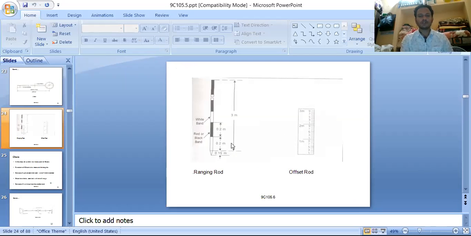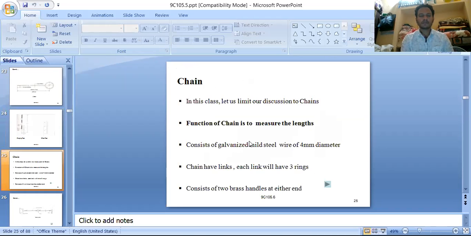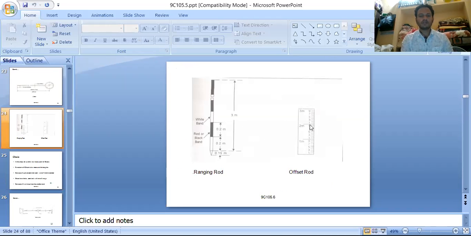Here we have a ranging rod of different colors. The height of each color band is 20 centimeters. The ranging rod height may be 2 meters or 3 meters. The tip of the ranging rod has a 15 centimeter length. We also have the offset rod, which is very similar to our scale rule.